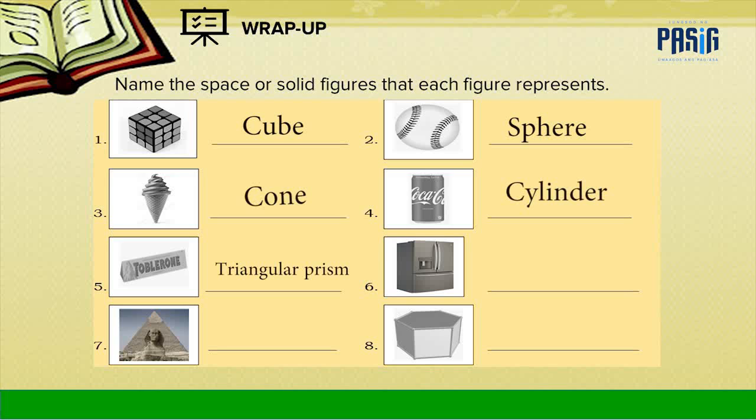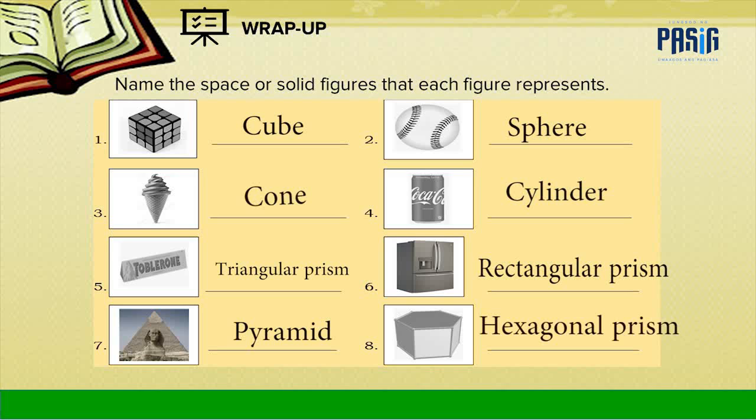Number 6, a refrigerator. Correct answer is rectangular prism. Number 7, pyramid. And number 8, correct answer is hexagonal prism.